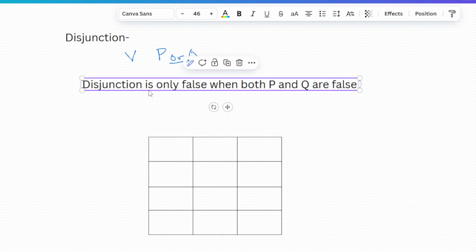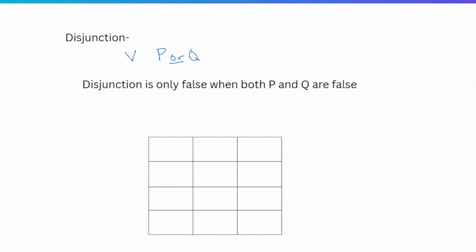And finally, looking at disjunction, our disjunction is going to be represented by this arrow pointing down, and it's going to be P or Q. For this one, our disjunction is only false when P and Q are both false. So if P or Q is true, then our statement is true.